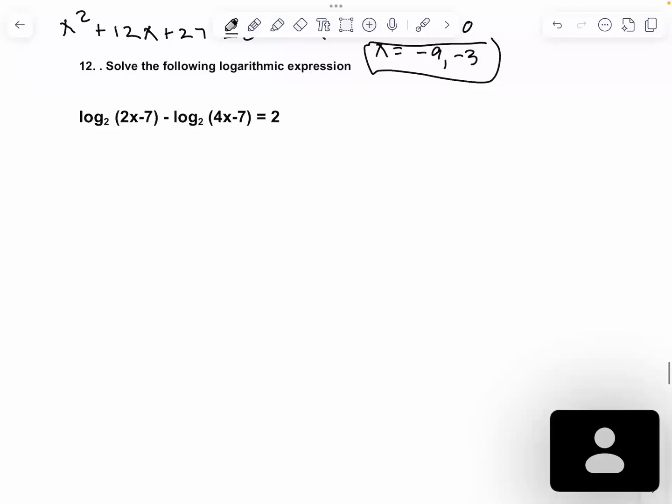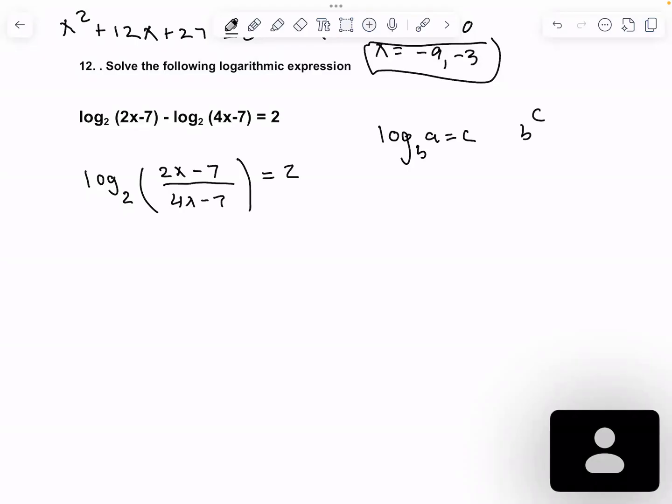Okay, so for this logarithm, I have subtraction. So I'm going to write it as a single logarithm. I have two logarithms. So instead of two logarithms, let's write it as a single one whenever I subtract. Right? The one being subtracted goes on the bottom. Now I can use that property that we used last time. Whenever I have log base b of a equals c, I can write that as an exponential: b to the c equals a. So in other words, this would be 2 squared equals 2x minus 7 divided by 4x minus 7. Okay, and instead of 2 squared, let's just write 4.